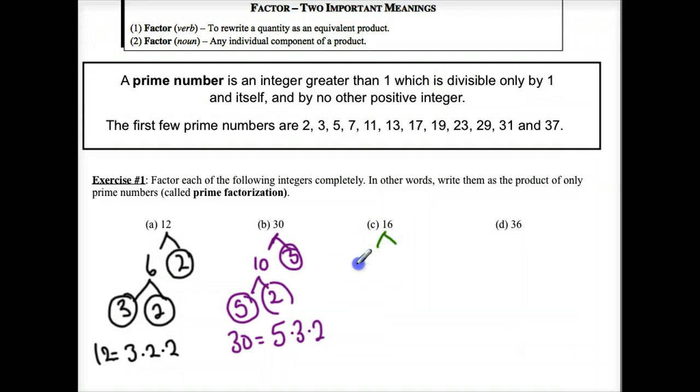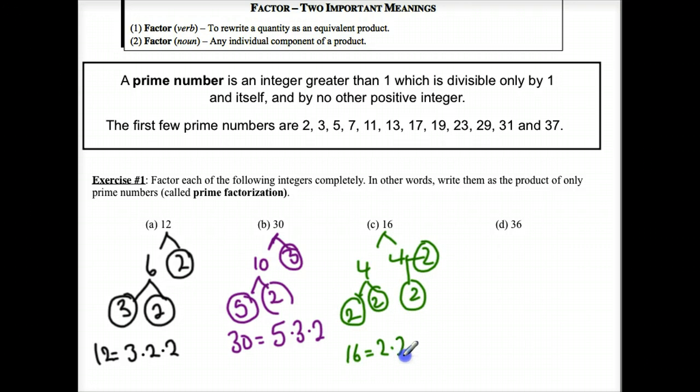Let's try 16. We know 16 is 4 times 4. 4 can be broken down as 2 times 2, and these 2's are prime numbers. So 16 is actually 2 times 2 times 2 times 2. Perfect.